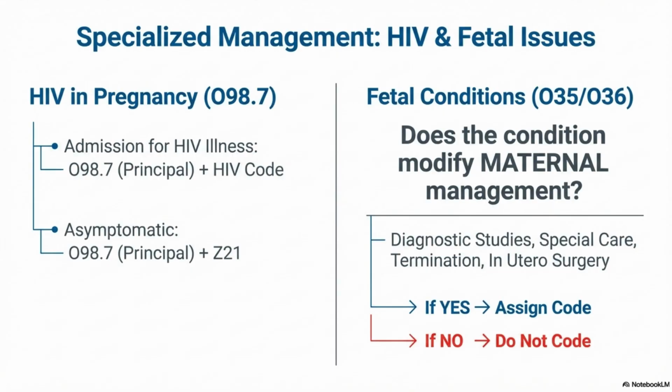Fetal conditions are coded only when they change maternal management. That means the fetal finding must lead to a clinical action for the mother, such as additional diagnostic studies, increased monitoring, in utero procedures, or decisions regarding pregnancy termination. If the fetal condition does not influence maternal care, then an O35 or O36 code is not assigned. The key question is always, did this fetal finding change what we did for the mother?